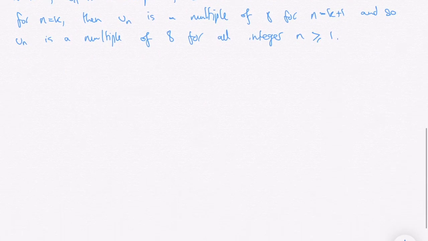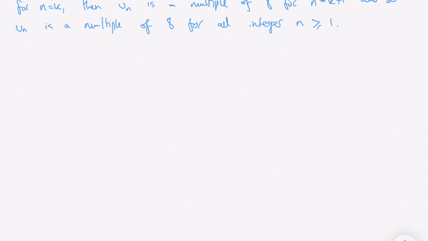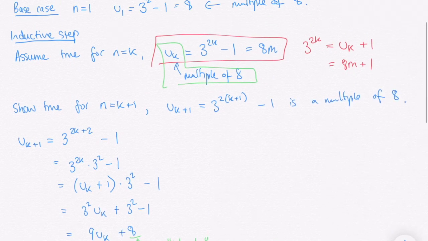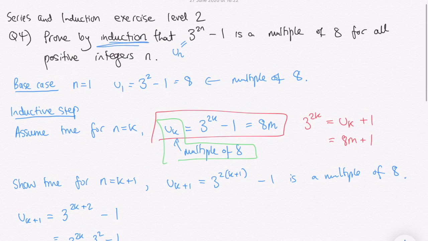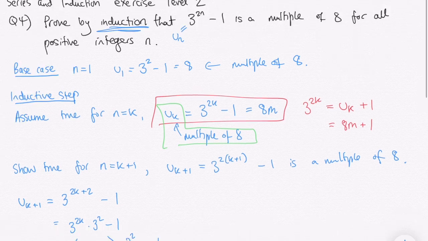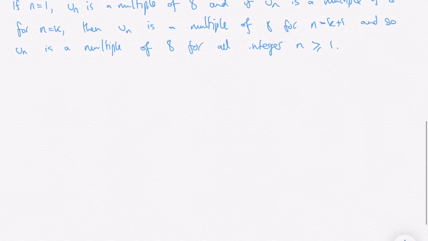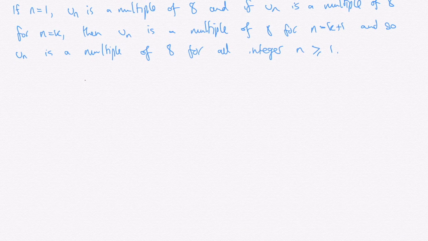And it is worth pointing out that the question asked us to prove this by induction. However, there are other ways of proving this, and we can prove this statement without induction reasonably easily. So let's take our expression un equals 3 to the 2n minus 1. And notice that that is a difference of two squares. In particular, it's 3 to the n minus 1 multiplied by 3 to the n plus 1.